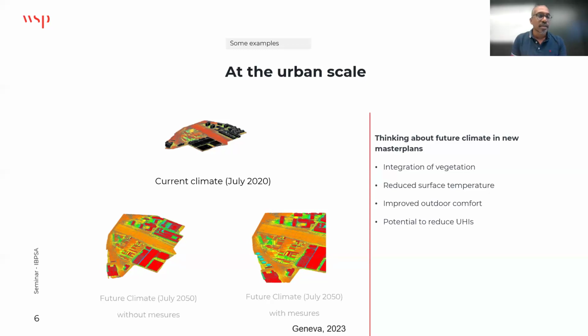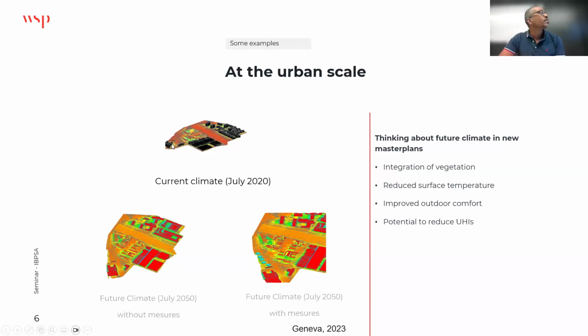So at the urban scale, you can see on the top image here, this is the current scenario that we have in Geneva. It's a small neighborhood in Geneva called Les Vernets, where we evaluated the impact of the urban heat island. And we tried to look at how the vegetation could help reduce the surface temperature, improve the outdoor comfort, and then potentially reduce the urban heat island itself.